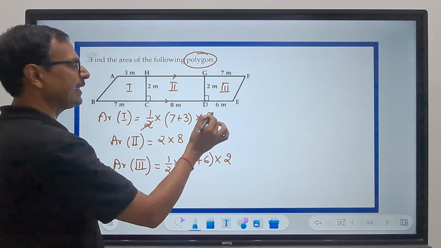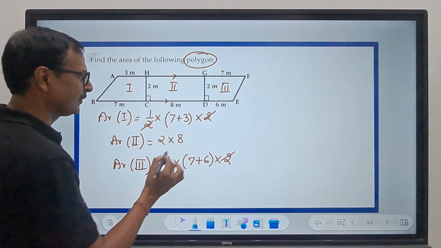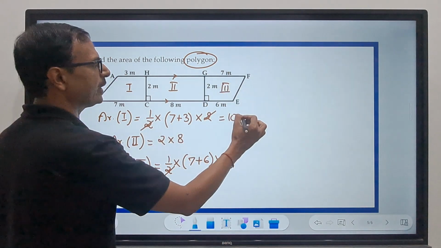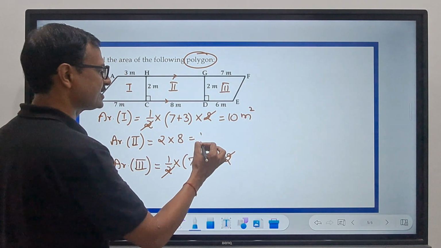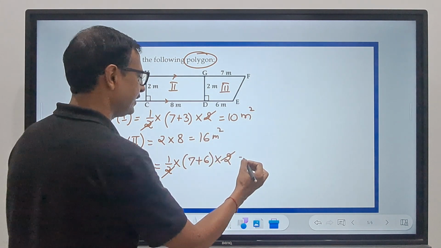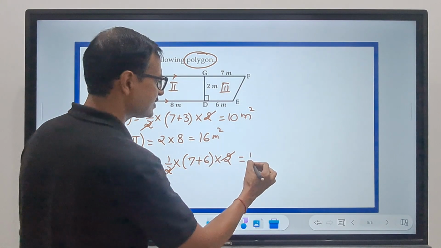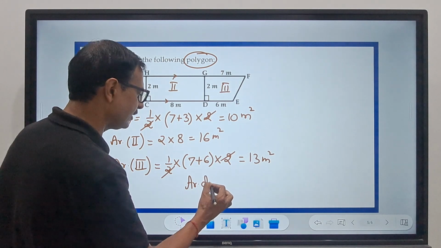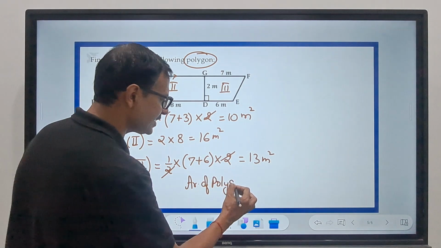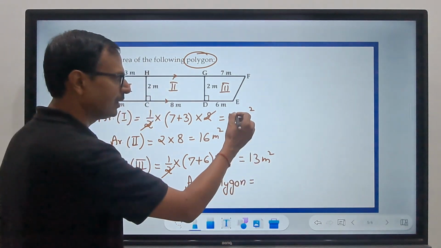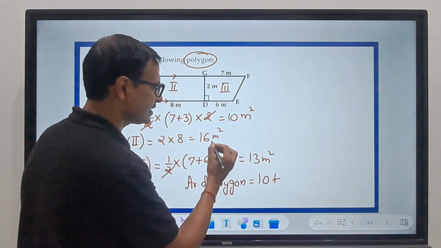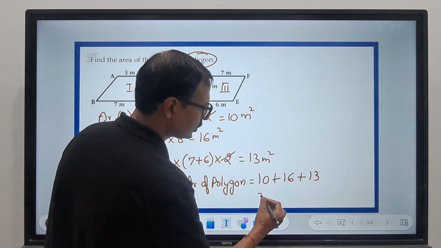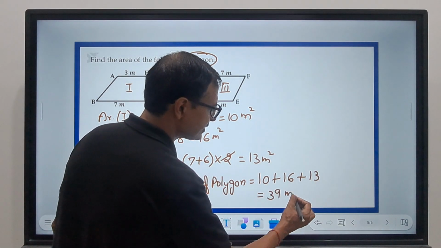So we have the 2 getting cancelled here, 2 getting cancelled here. This gives me 10, right? 10 what? Square meters. And this is 16 square meters. And this is 7 plus 6, 13 square meters. And therefore, the area of the polygon will be, just add all the 3 areas which you got just now. This is 10, this is 16 and this is 13, and that gives you 39 square meters as the answer for the question.